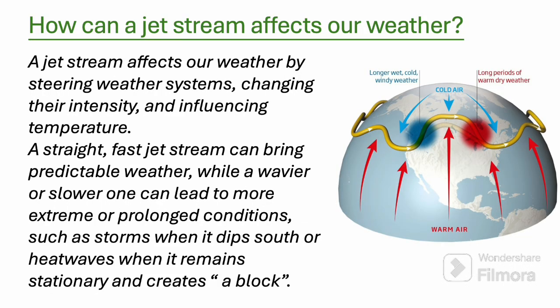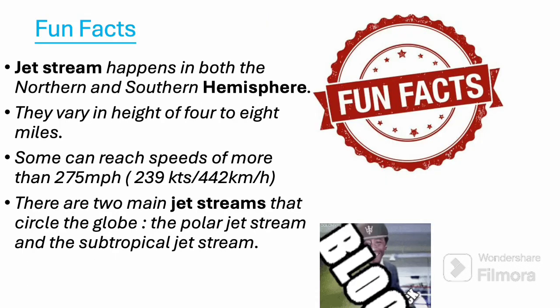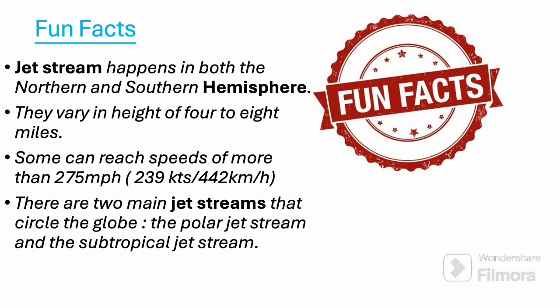How can a jet stream affect our weather? A jet stream affects our weather by steering weather systems, changing their intensity, and influencing temperature. A straight, fast jet stream can bring predictable weather, while a wavier or slower one can lead to more extreme or prolonged conditions, such as storms when it drifts south, or heat waves when it remains stationary and creates a block.